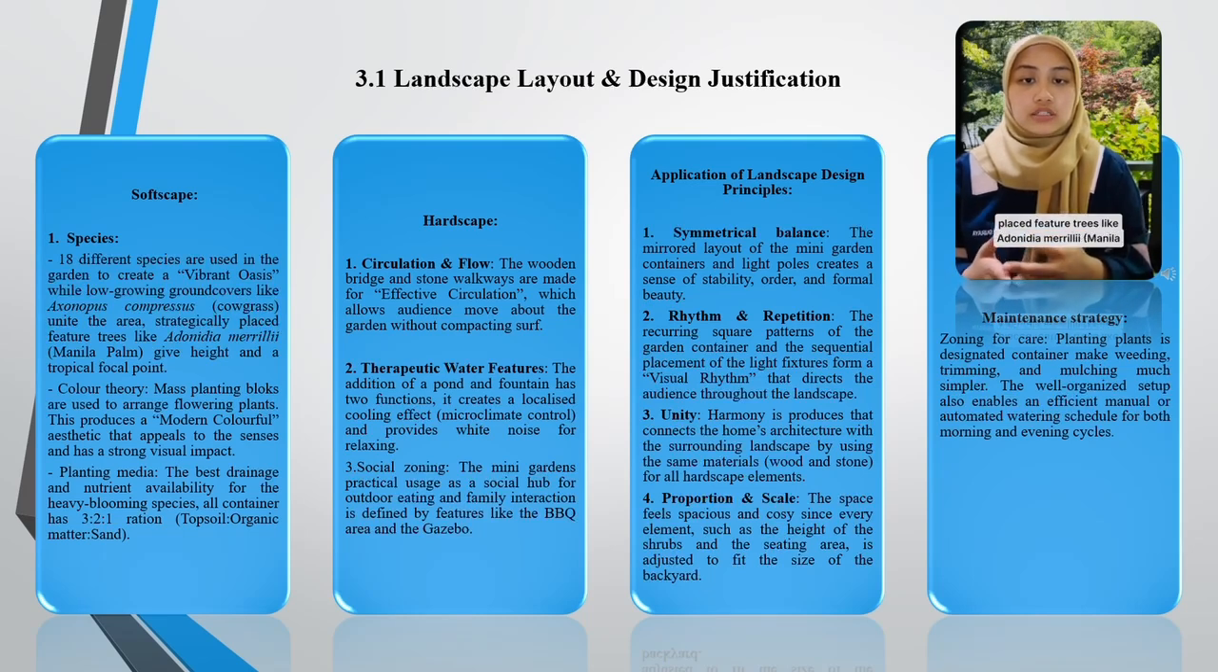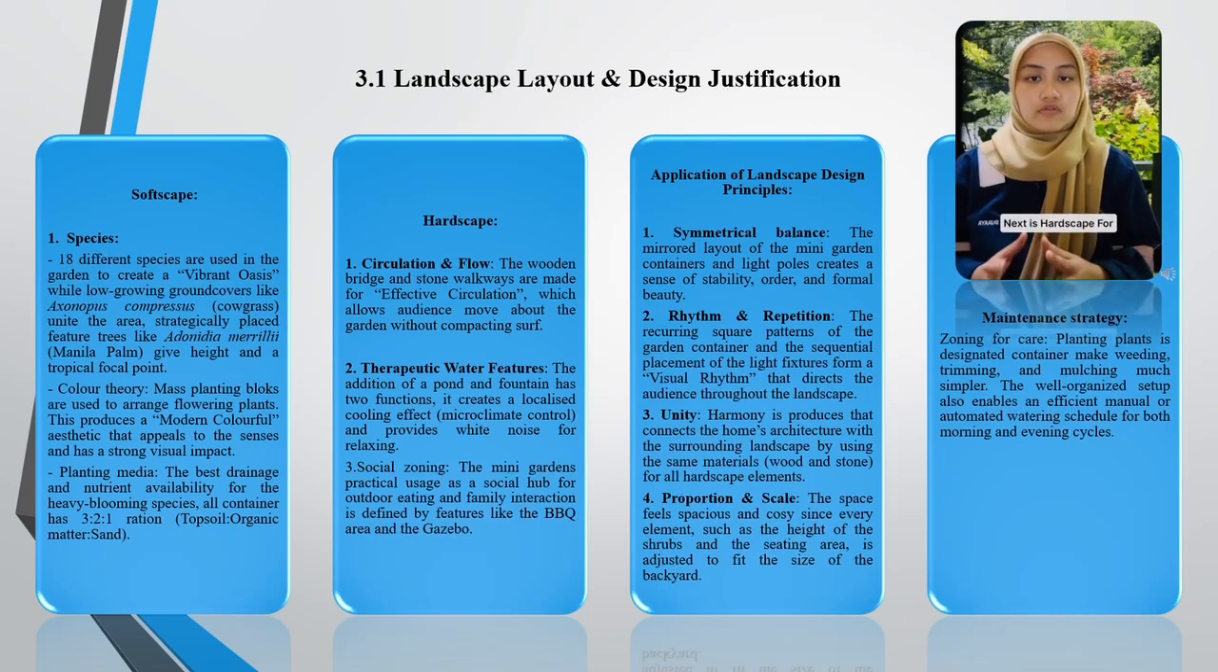In addition, there is color theory. I implemented mass planting blocks to arrange flowering plants. This creates a modern, colorful aesthetic that appeals to the senses and ensures a strong visual impact. Next is planting media. To ensure the best drainage and nutrient availability for these heavy blooming species, all containers use a 3:1 ratio of topsoil, organic matter, and sand.